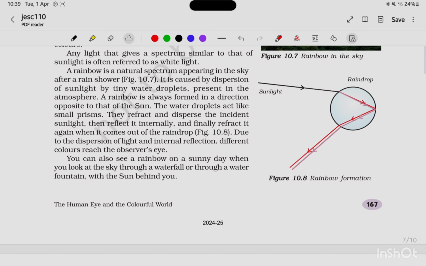There is something called the critical angle, which is 48.6 degrees in a water droplet. The sunlight goes in and hits it at more than its critical angle, and therefore it undergoes total internal reflection and then gets refracted. More information about the critical angle will be in class 12th.